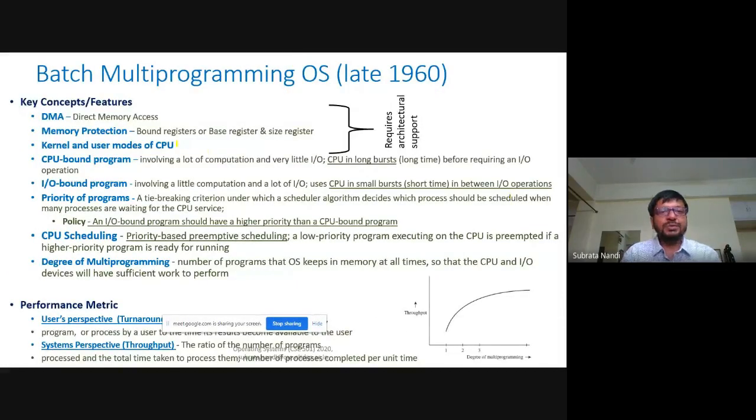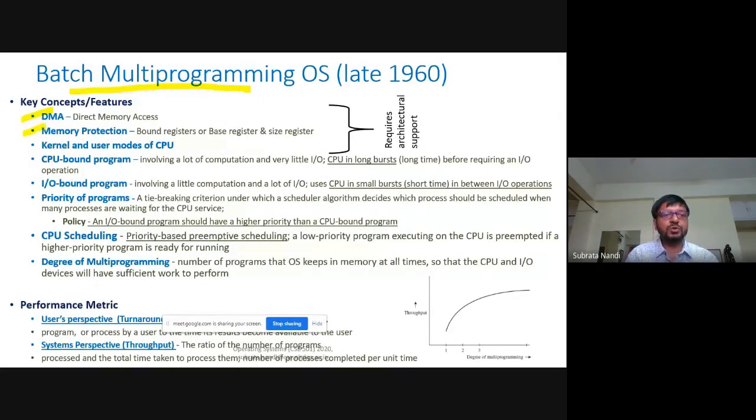So what are the key concepts or features in the batch multiprogramming OS? The first thing is, we expect that the CPU will be busy executing some process while some other process is doing the IO. And this can only be achieved if the hardware supports DMA. Just now we explained that. We expect DMA support to be there, and only then can batch multiprogramming be implemented.